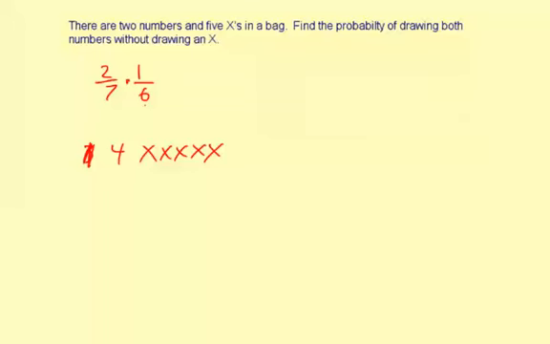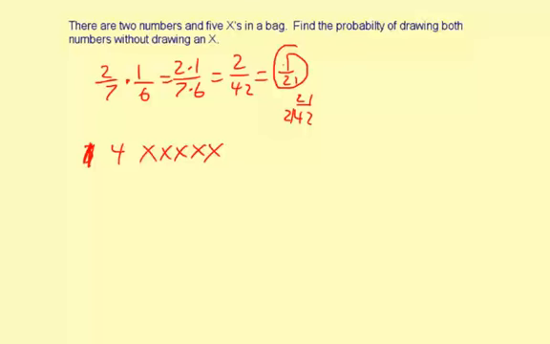This is what's called dependent events, because drawing a number first changes the probability now that that number's gone. So that's going to be equal to 2 times 1 over 7 times 6. Now 2 times 1 is 2, 7 times 6 is 42. We can reduce this by 2 because 42 is an even number and so is 2. So that's going to be equal to 1 over 42 divided by 2, which is 21. So your probability of drawing both numbers without drawing an x is 1 to 21.